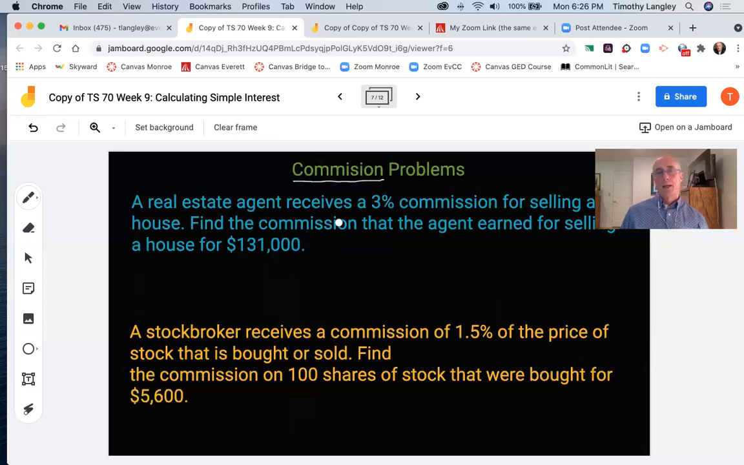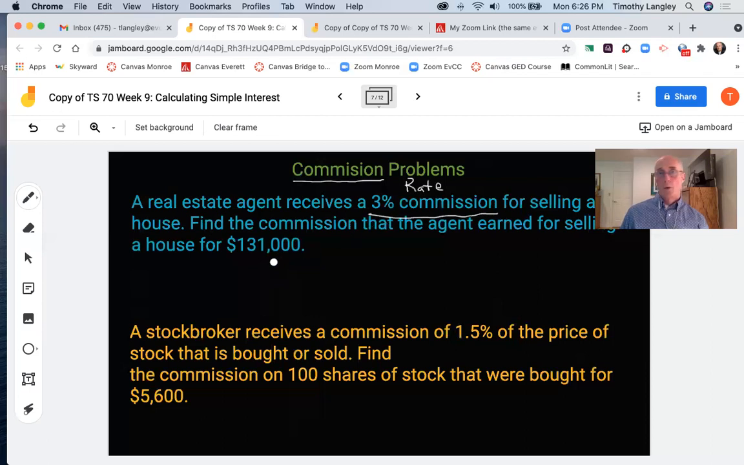All right. So a real estate agent receives a 3% commission. So they're giving us the rate right here. So they must be asking us for something different in this case. For selling a house, find the commission that the agent earned for selling the house. In this case, they just want to know what 3% is of a $131,000 house. By the way, that's a fairly inexpensive house. I'm just thinking about Snohomish County.